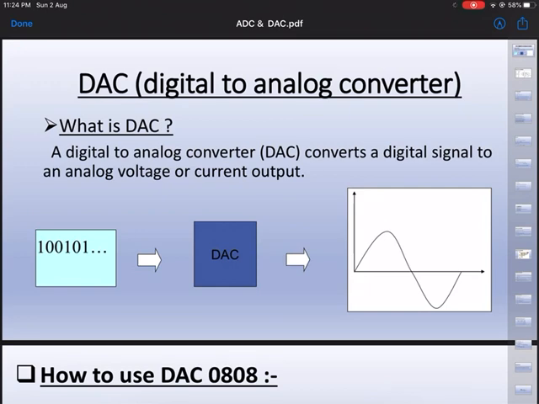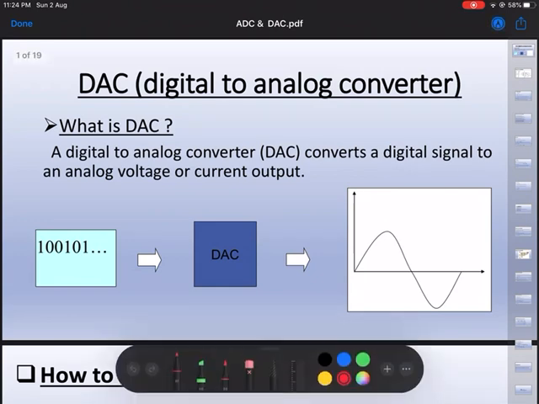Let us start a topic which you are a bit already aware of, and let's go in detail because when you do embedded systems, it is necessary that we should know specifically what is DAC, what is ADC, and so on.